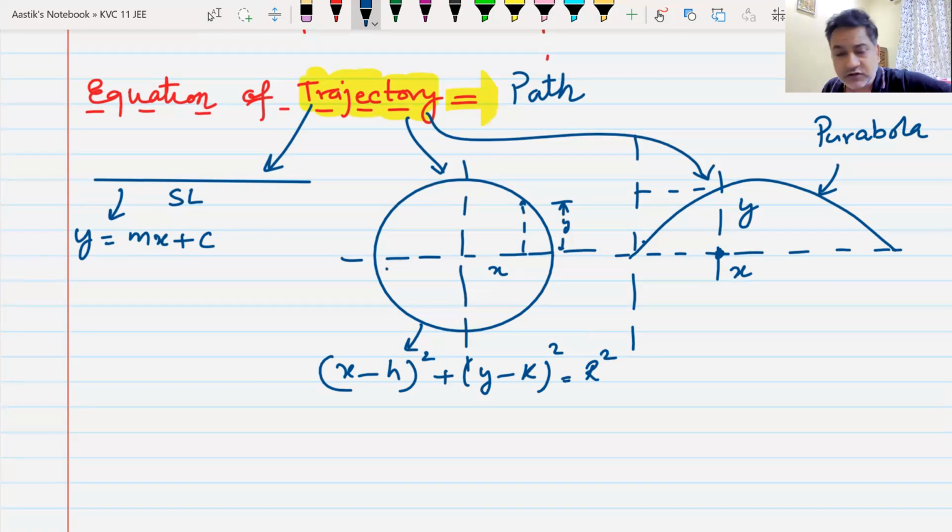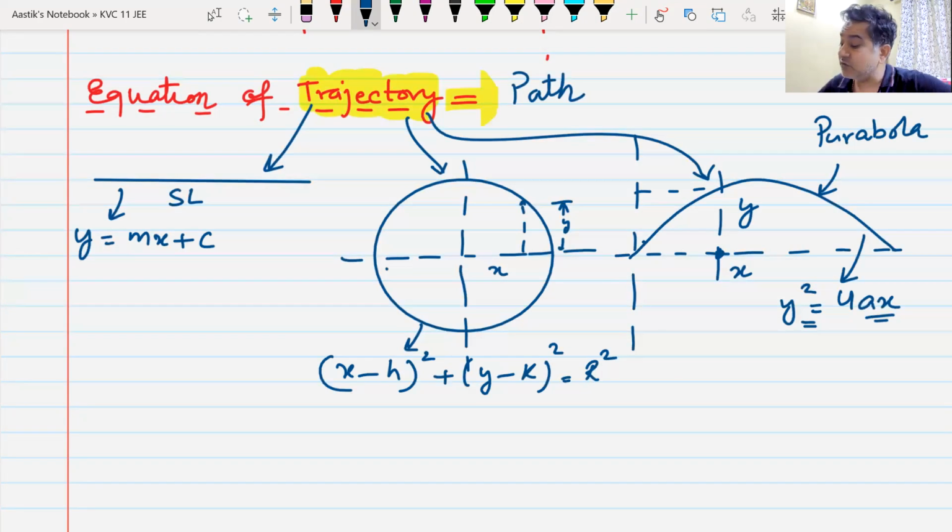That is the equation of a circle. A parabola also has an equation: y square is equal to 4ax. Now, when you look at all these equations, this basically tells us how we can draw the trajectory, or basically how we can draw the figure.